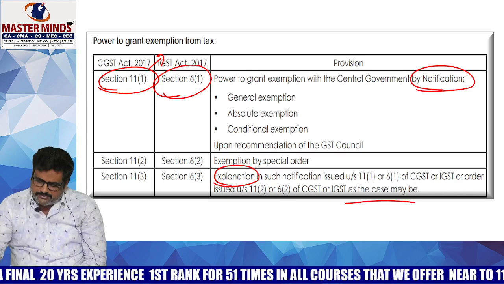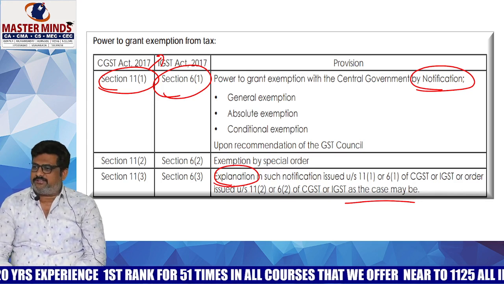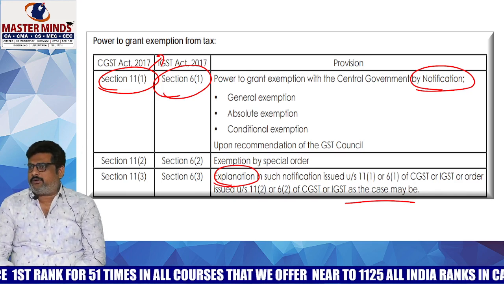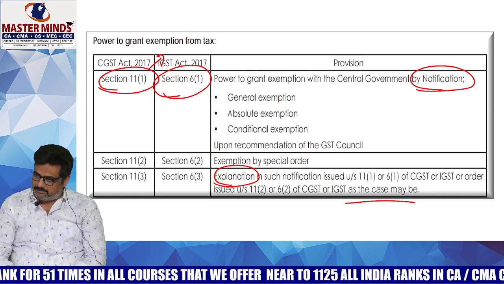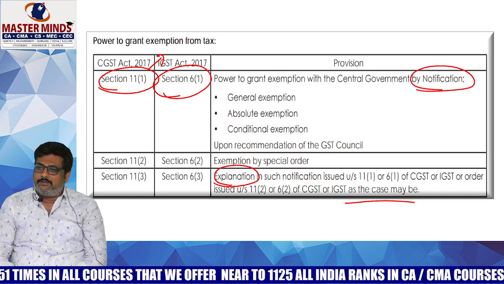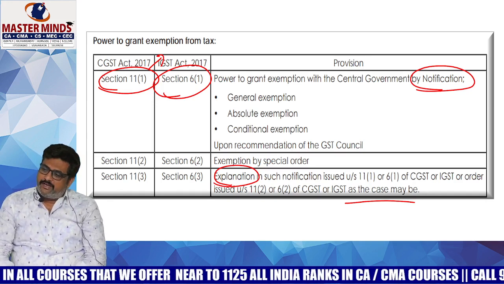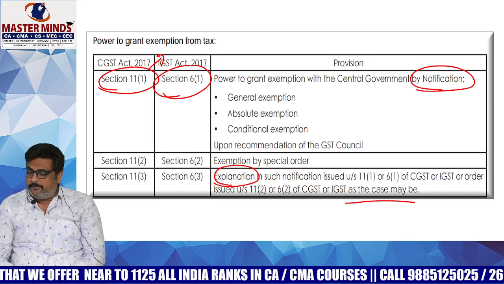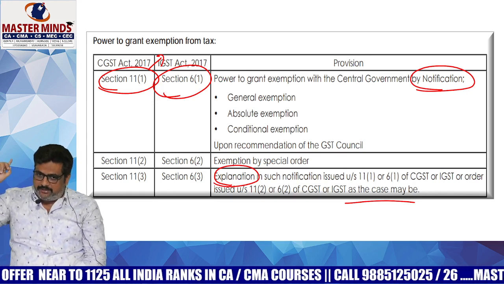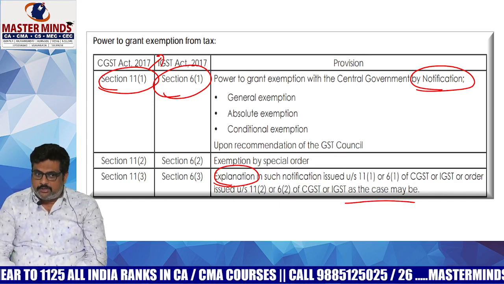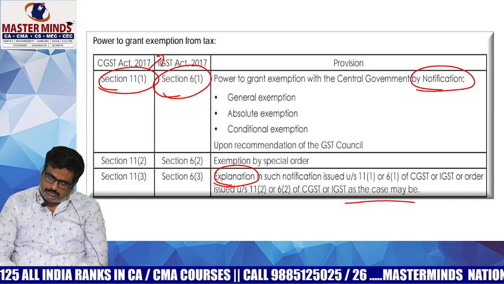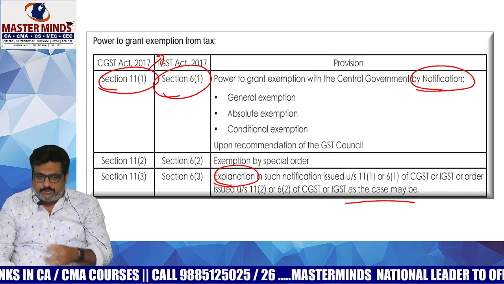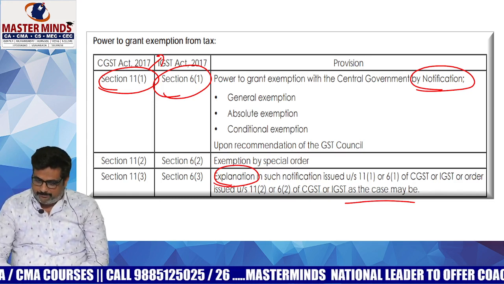The question is here: for example, on Feb 1st, we issued the exemption order, that means the exemption notification. And we issued the explanatory clause or explanation for that particular exemption notification on, let's say, June 1st. From which date will this explanation be effective? Is it from Feb 1st or June 1st? They will have a retrospective effect. From the date when the original notification was issued, from that particular date, this explanation clause is also valid. Generally, explanation clauses will have retrospective effect. That is the point we need to remember.